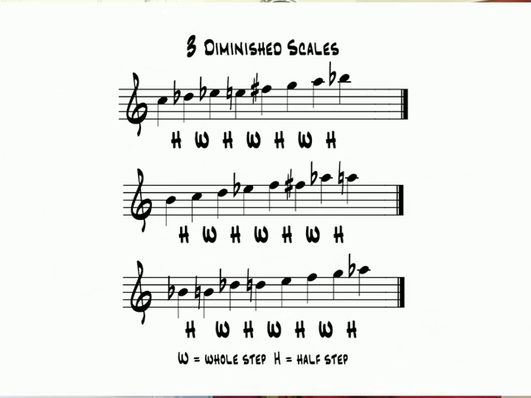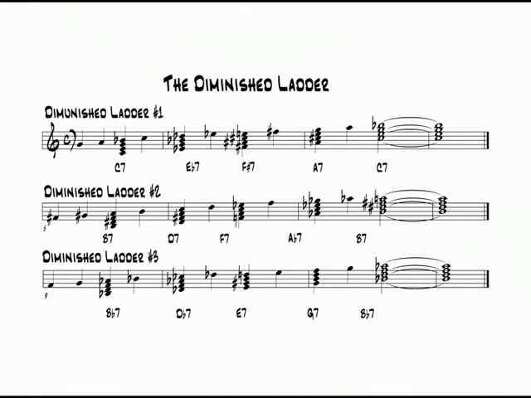So let's get started with a few important facts about this special vocabulary. First of all, it's created with 3 diminished scales that are a series of whole steps connected by chromatic half steps. I like to think of each diminished scale as a ladder that connects the tonalities of 4 dominant 7th chords that move up and down the ladder, creating the symmetric patterns used by all of the great jazz masters.